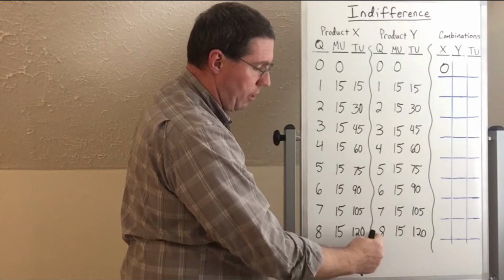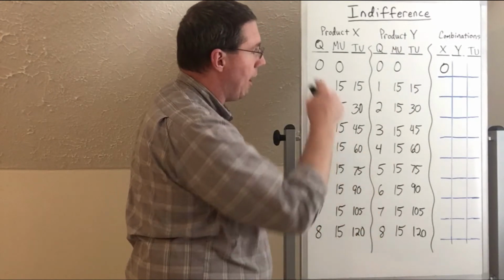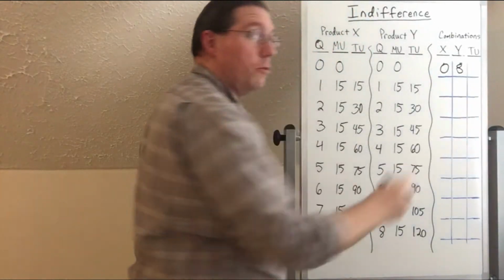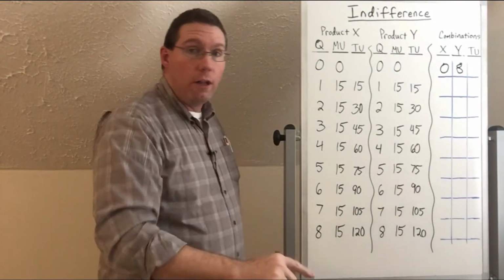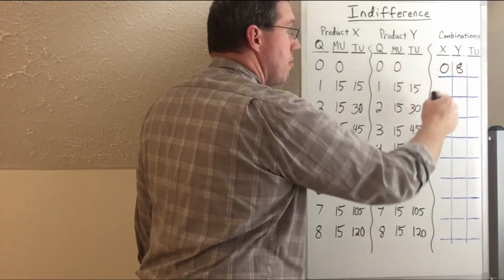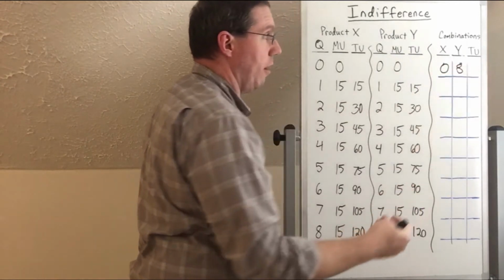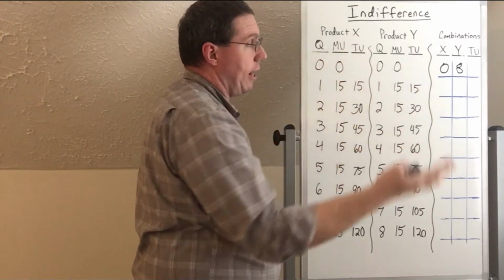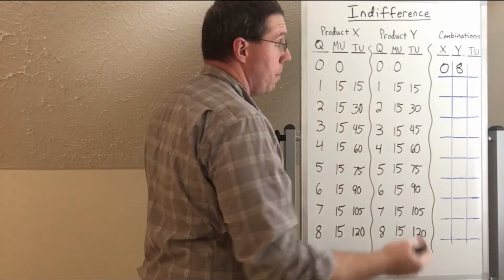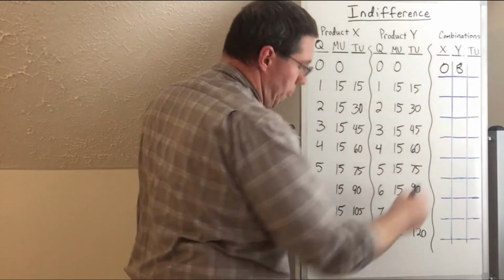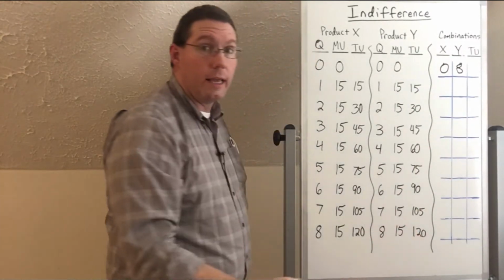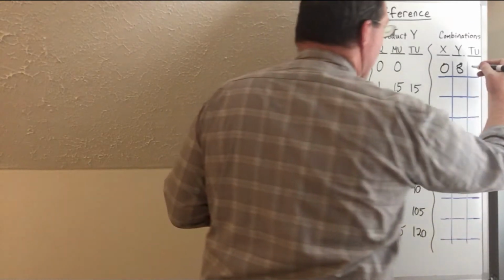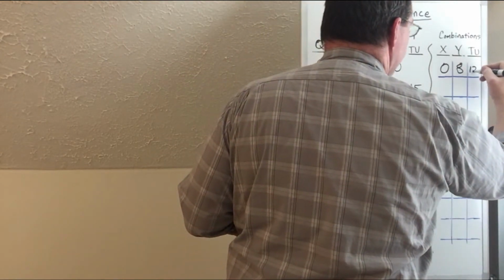So if we consume 8 units of product Y and 0 units of product X, the way we get our total utility is we add up all of the utility we'll get from these plus all of the utility we'll get from these. Well, from 0 units of product X, we're not going to get any utility at all. That's 0. But if we consume 8 units of product Y, we'll get 120 utility. And so 0 plus 120, that is 120.